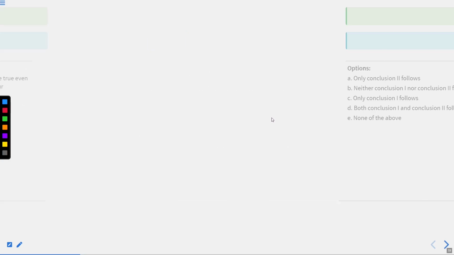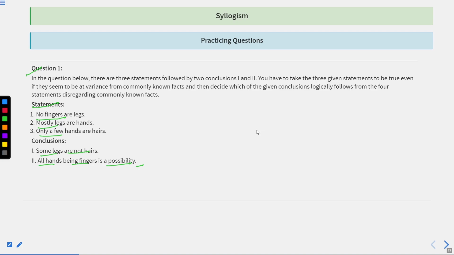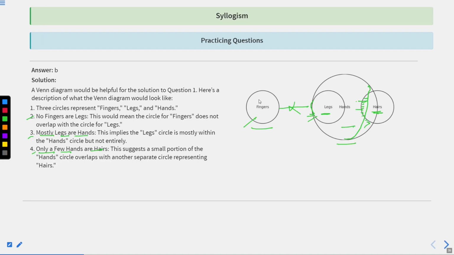Okay. And as you remember, when we were discussing the tips, all we have to ensure is that we are sticking to the statements. Now, the students should not assume at all that all hands being fingers is a possibility. So does that mean there can also be a relation between fingers and hands? Can't it be like this? Is it also possible or not? Yes. But we are not assuming, because there we are assuming that this can be the possibility, but we don't have to assume. We have to just stick to the statement that has been provided.